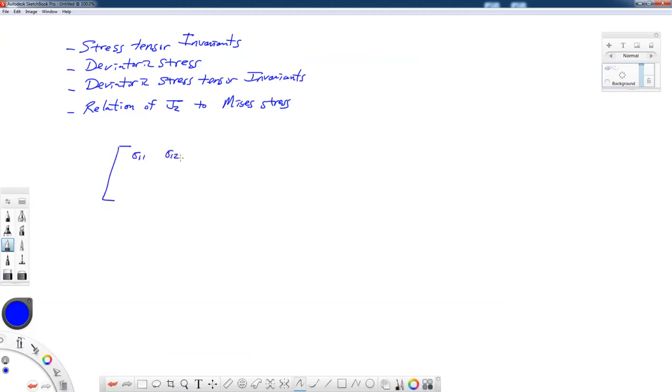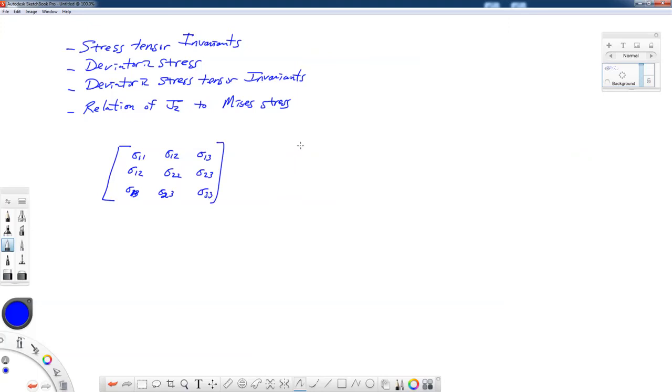And I'm going to assume a fully populated stress tensor, and that it is symmetric if we have conservation of angular momentum. I could call this 1, 3, and I can call this one 2, 3, and here's sigma 3, 3. Okay, so there's our stress tensor sitting here.